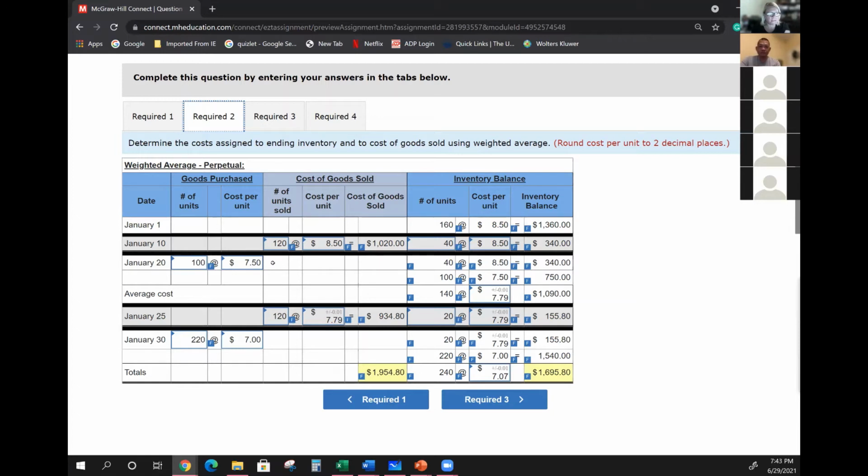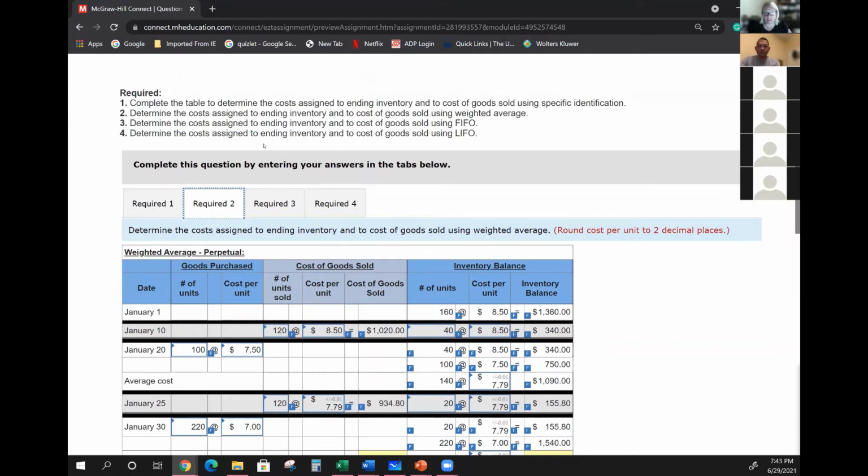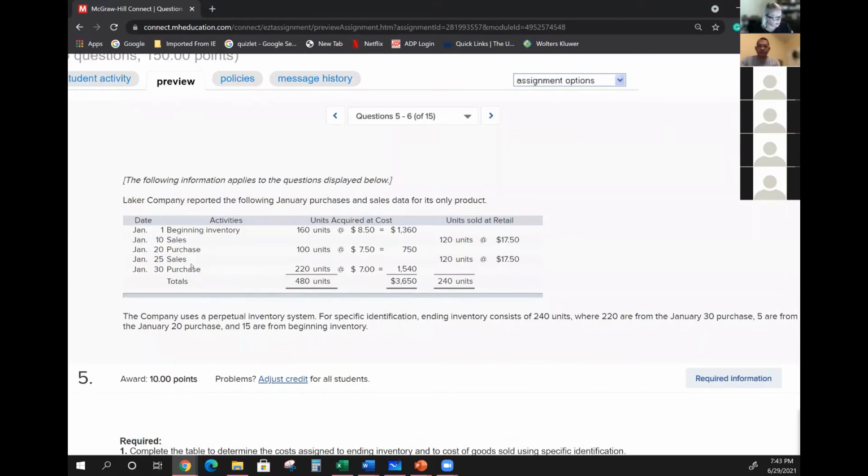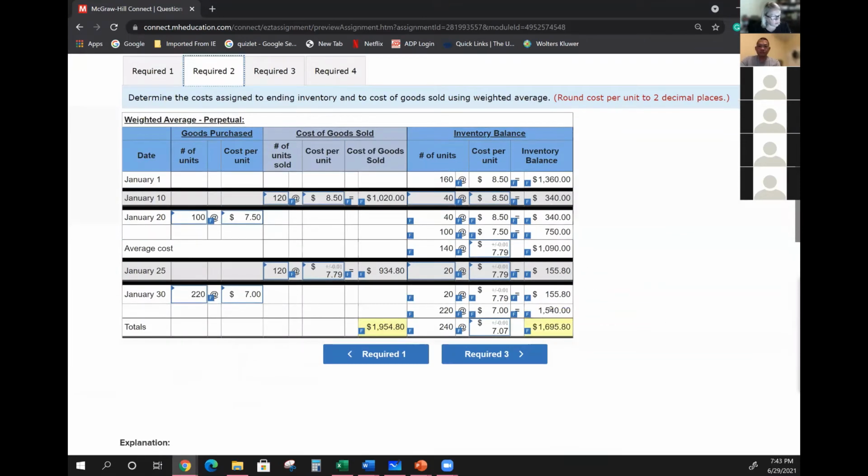You with me? Okay. Now when I make a sale, I want to make sure I use that number. It's not going to be the average from the beginning. It's going to be that number because I'm doing perpetual. So my next transaction says that I sell 120 units. I have my 120 units in my cost that I'm selling. At what price? The average that I just figured out, the 779. Then I'm left with 20 units with that average. And that's what I end with.